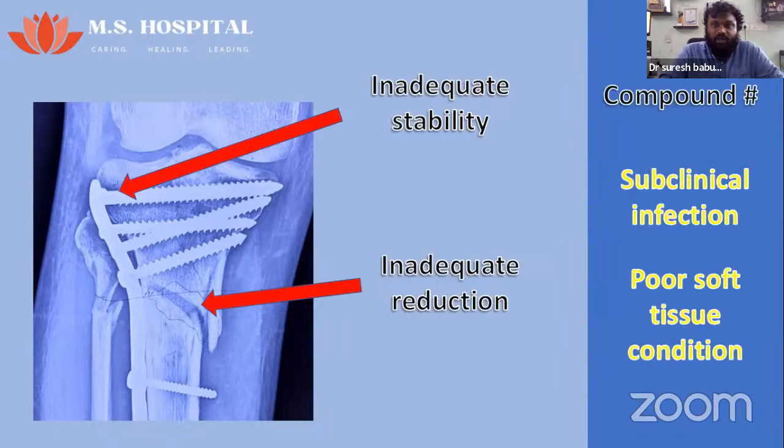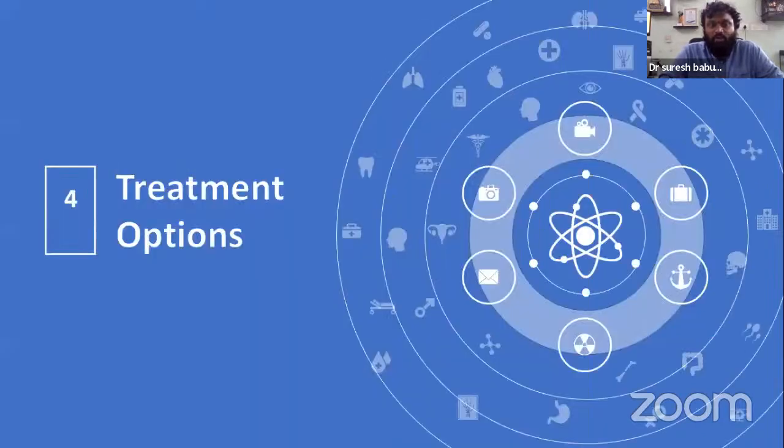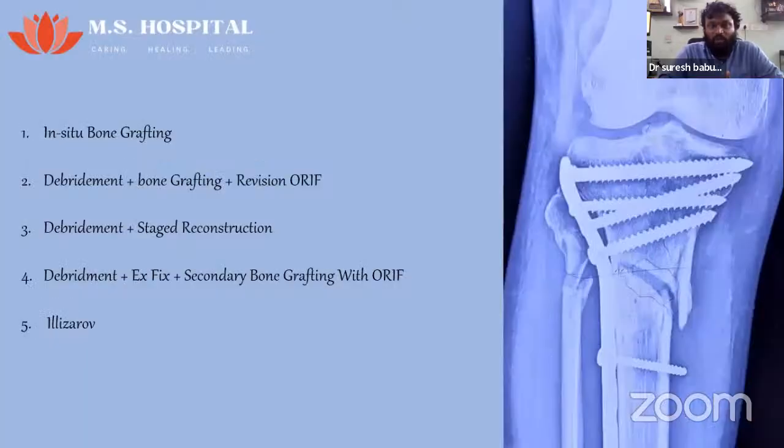Or, as I told you earlier, it is a compound fracture, so there could be some amount of subclinical infection, which is not allowing callus to grow. Or the soft tissue surrounding the bony fracture site is very poor, which is not enabling callus formation. So what treatment options do we have? These were the options in front of us.